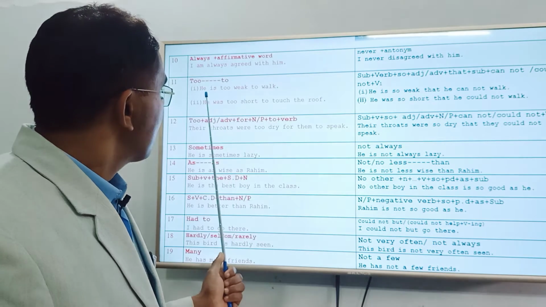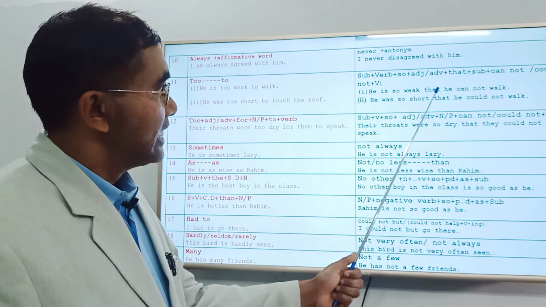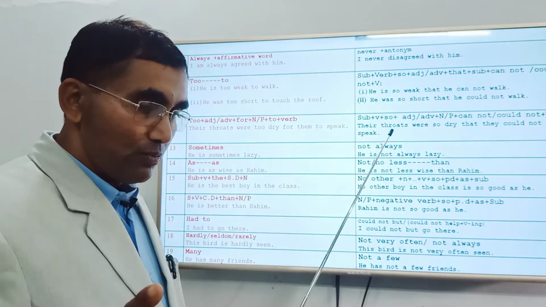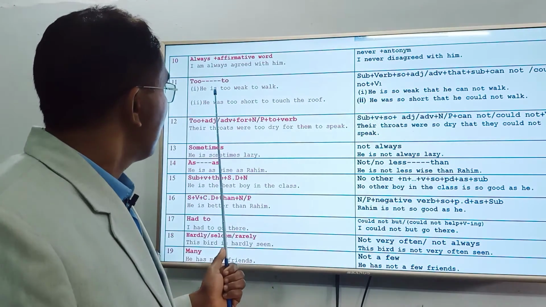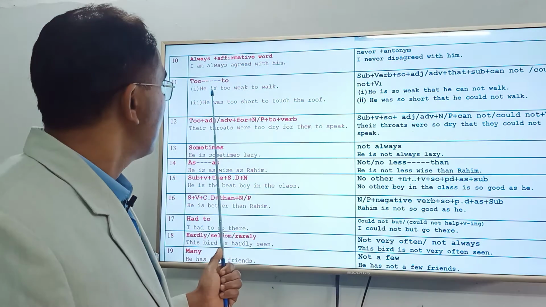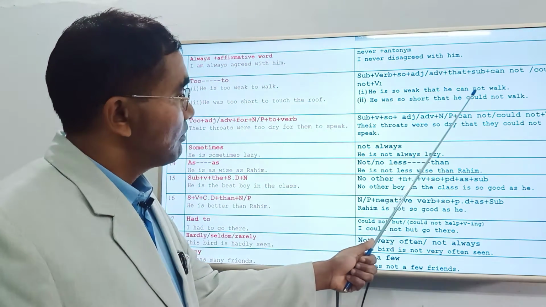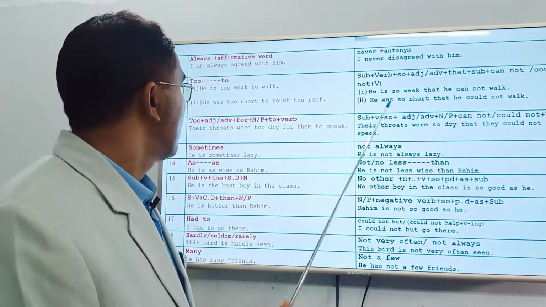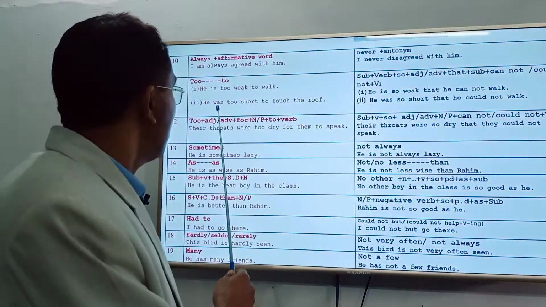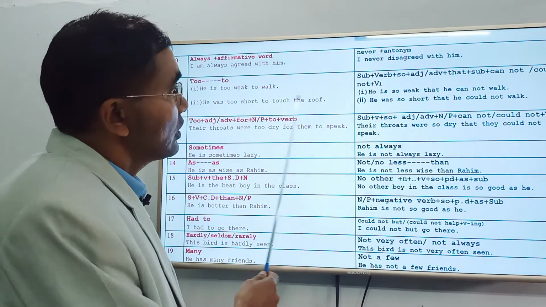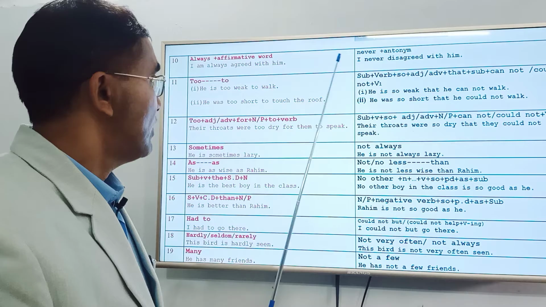For example, he is too weak to work. The negative form will be he is so weak that he cannot work. Here, one point that you should follow: if the verb is in present form, you can use cannot plus the base form of the verb. But if you find the first verb in past form, then you will have to use could not plus V1 form of the base verb.